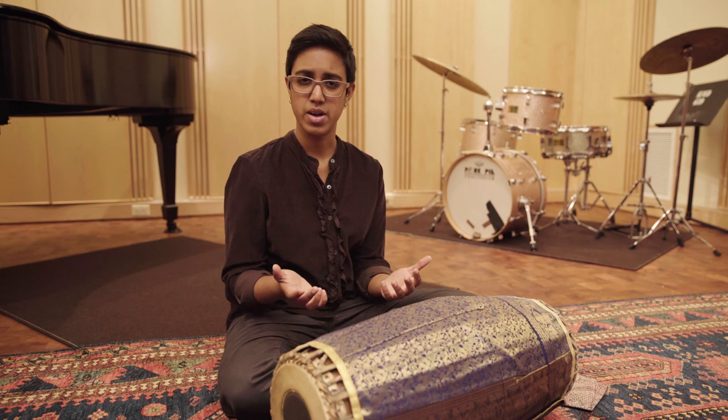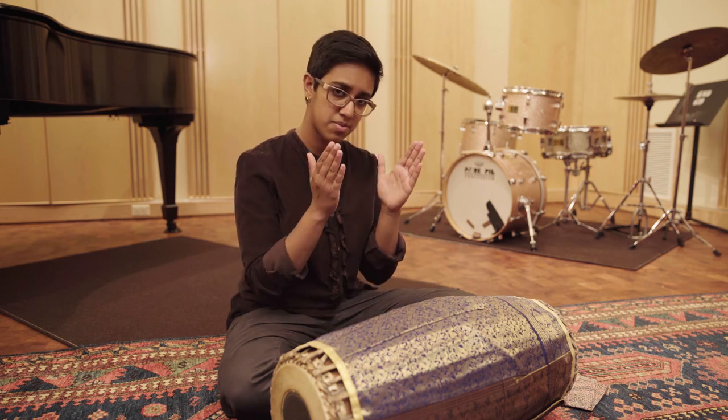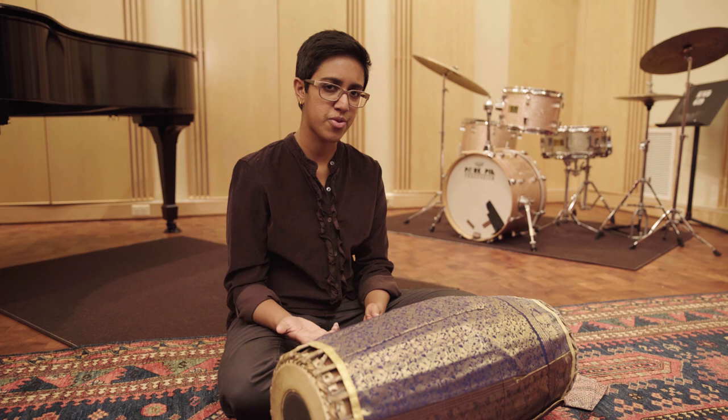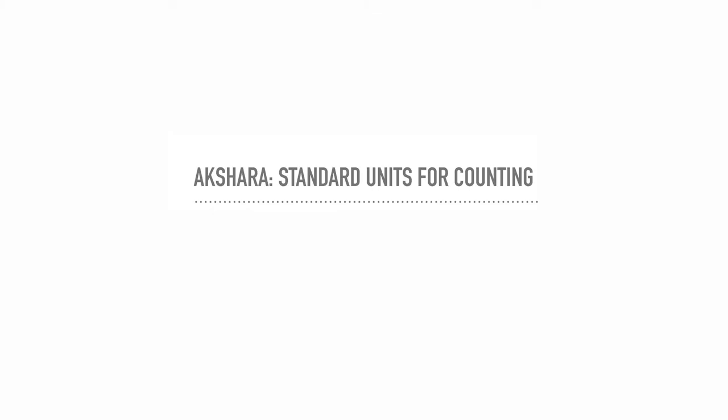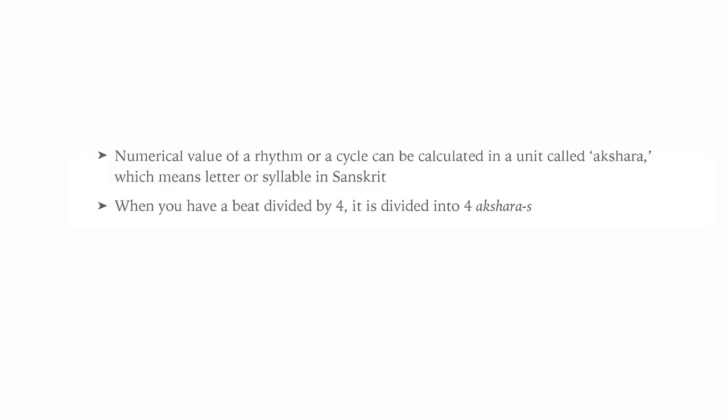Now, I just talked about how we divide a single beat into multiple kinds of divisions, whether it's 3, 4, 5, 7, or 9. We have a name for these units. These rhythmic units are called aksharas. The word akshara in Sanskrit means letter or syllable. So in a similar way, the number of rhythmic syllables that I'm reciting translates into the number of aksharas. So again, if a beat is divided into takadimi, the beat is divided into 4 aksharas.